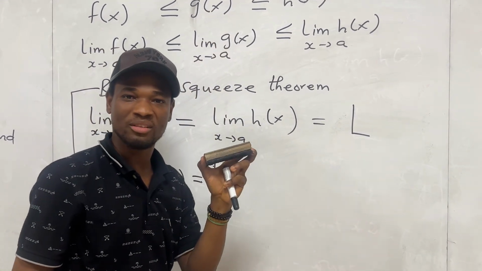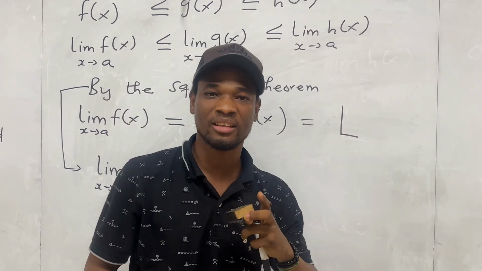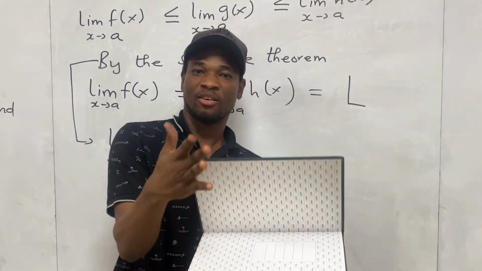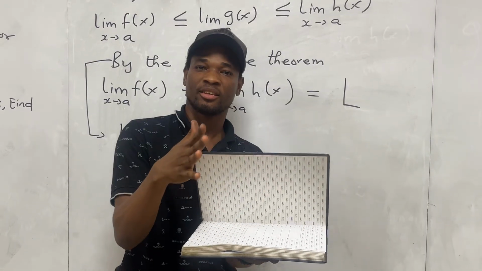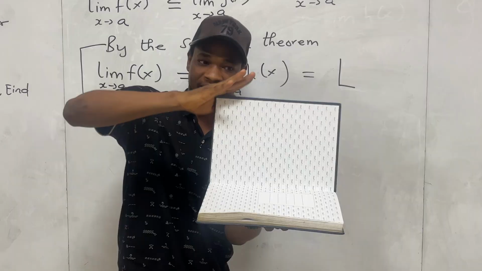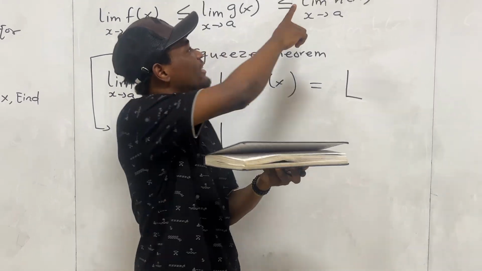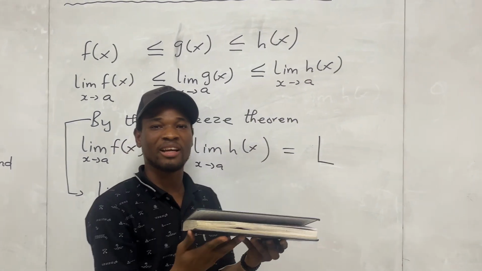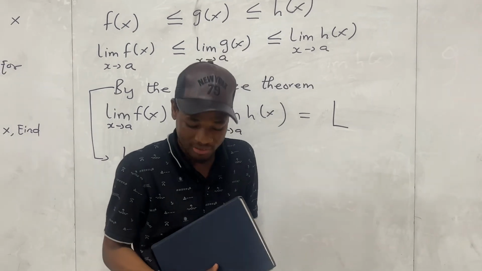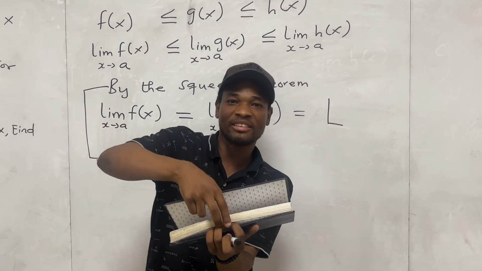As simple as that. To throw more light on this, let's consider this: this is the limit of f of x as x approaches a. And the last function is the limit of h of x as x approaches a. There it is. So you have the top part and the down part this way.